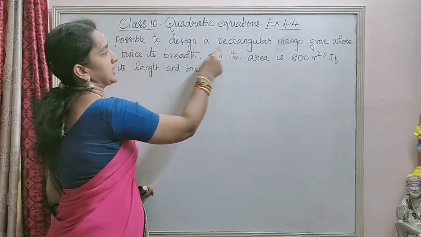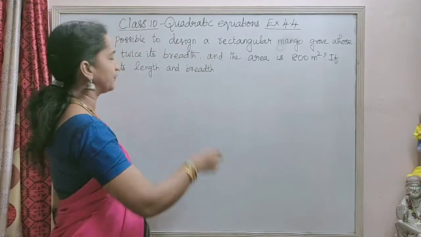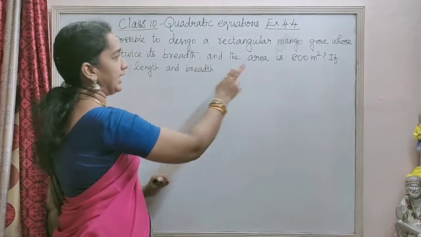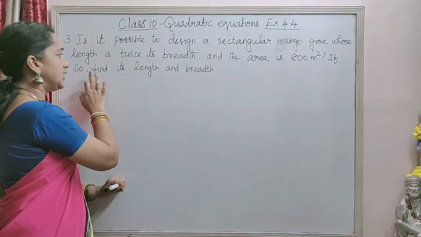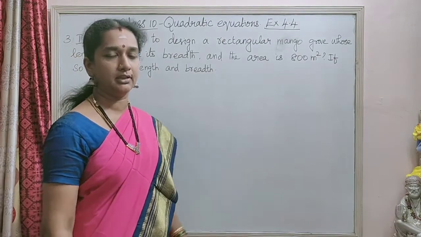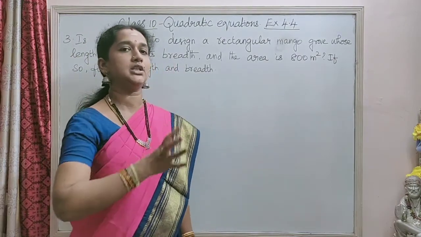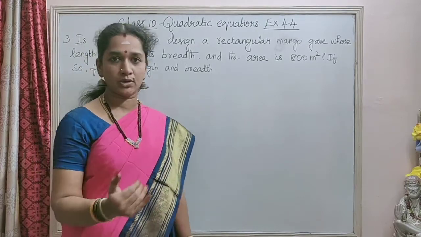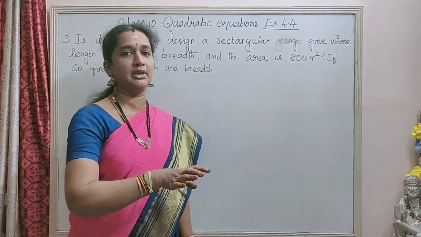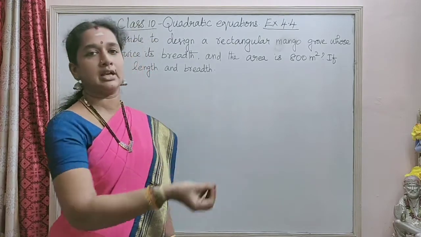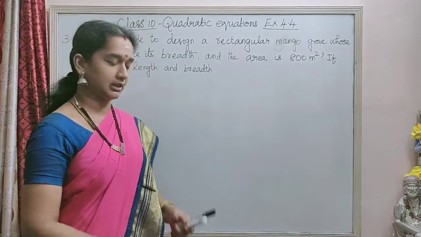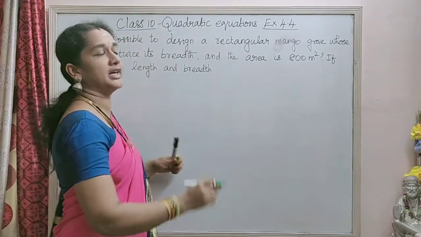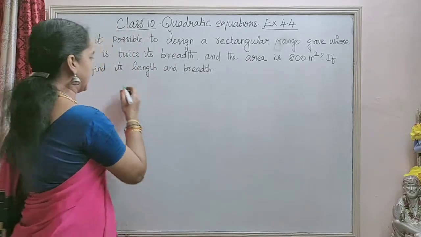Is it possible to design a rectangular mango grove whose length is twice its breadth and the area is 800 meters square? If so, find its length and breadth. So, for the given condition, we are asked to check whether it is possible to get a quadratic equation or the roots. If it is possible to get the roots, then we are asked to find the length and breadth. So, for this, we will take the breadth of the mango grove as x meter.